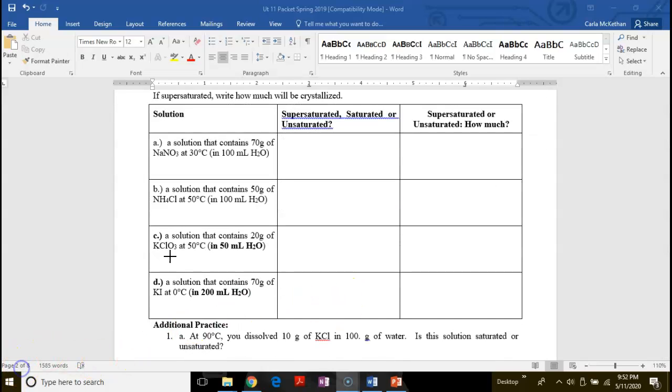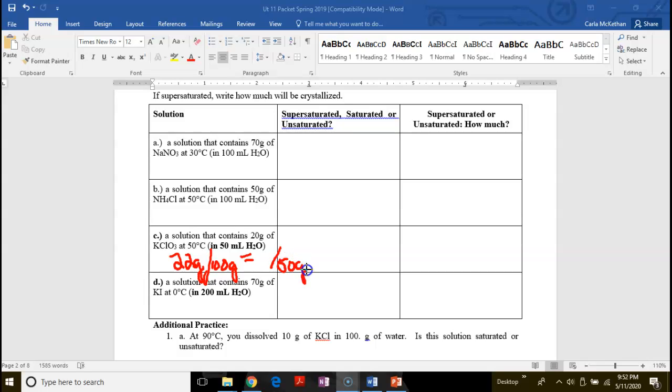Let me get my pen so I can keep track. So 22 grams, but that's 22 grams in 100 grams of water. I need to know that. Now, what is the max in 50? So earlier we did proportions, and the bottom we're going to change to 50 grams.